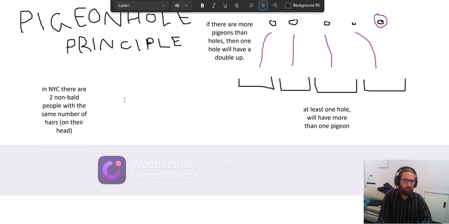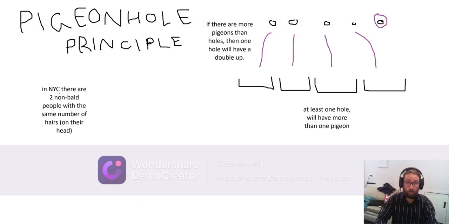Now again, this is a very bold statement. And this is another one of those statements where you don't just have to prove it by giving an example, you can prove it more broadly. In order to prove this is true, I don't have to actually find the 2 non-bald people with the same number of hairs on their head. That'd be crazy, right? You can't go through New York City and count everyone's hair. But you can prove this with the pigeonhole principle.